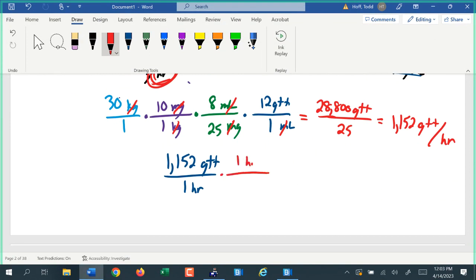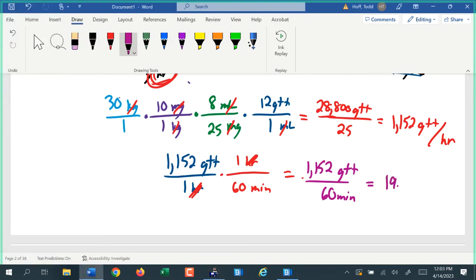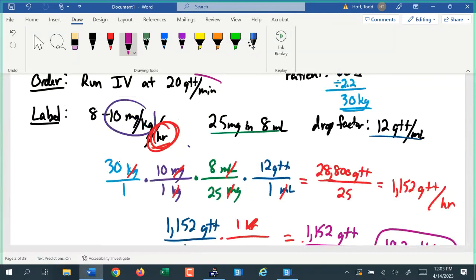I have to get rid of hours, so I'll put 1 hour on top, going into 60 minutes. So the hours will cancel out. On top, we just have the 1,152 drops. On bottom, we just have 60 minutes. So we divide out the 60 there. We get 19.2 drops per minute. Well, the doctor had ordered 20 drops per minute. This is really close. It might be slightly over the max, so it's something to double check.